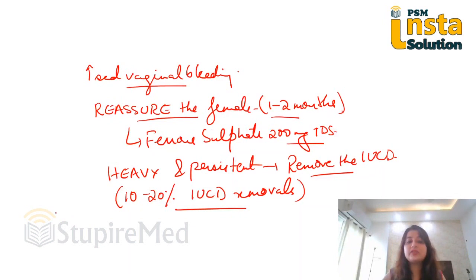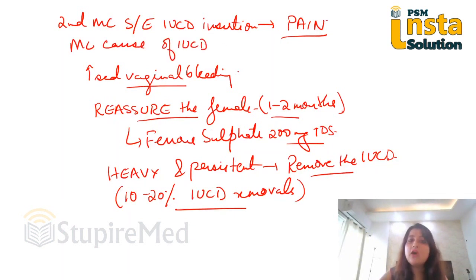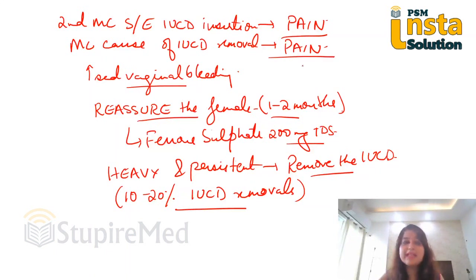Now another bonus question. What is the second most common side effect of IUCD insertion? The second most common side effect of IUCD insertion is pain. But this pain is the most common cause of IUCD removal. This also usually subsides with minor analgesics, but this pain is responsible for almost 15 to 40% of IUCD removal.